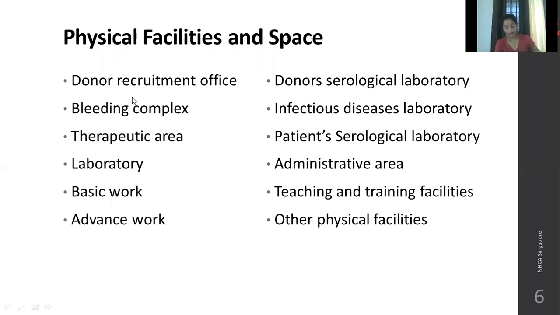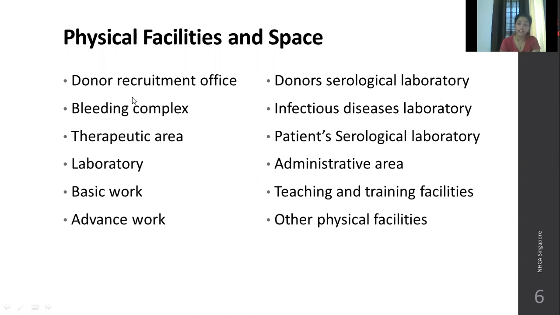Then the laboratory for processing the donor's blood and blood components. The laboratory will prepare for the basic work, for example fresh frozen plasma, platelets, packed RBCs, leukocyte poor RBCs, etc. These are the basic work done. Advanced work includes freeze drying, heated coagulation factors, and plasma fractions, etc. And then donor serological laboratories: Rh grouping, ABO grouping, and antibody screening will be conducted here.